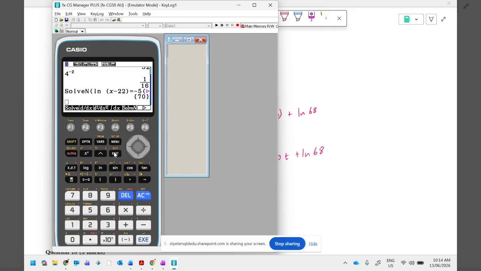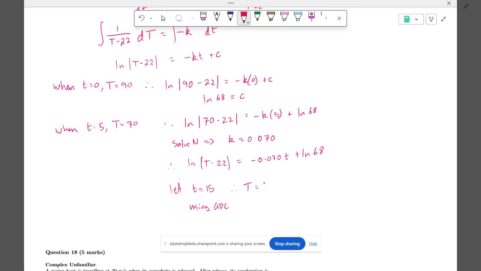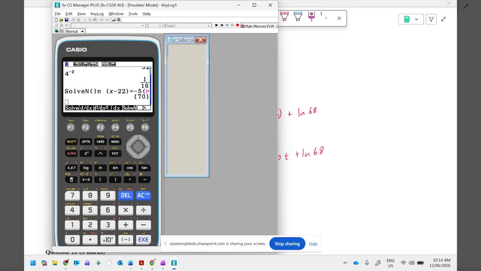So when I press exit, T equals 70. What did I do? Oh, that was 5 minutes. We needed 15 minutes. I thought that was wrong. There we go. So we do it again. Press execute. And this time we'll get it right. You know I can't be trusted on the calculator. It's always good just to double check what you're doing.